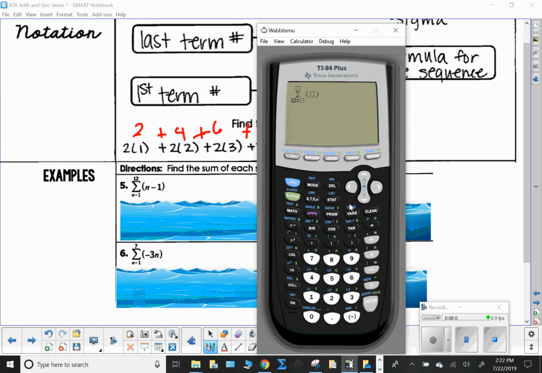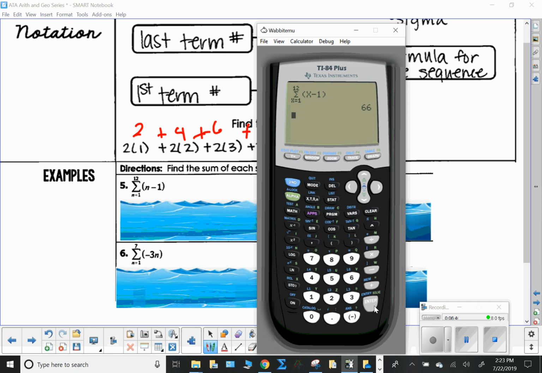Click on that. Notice I've got my sigma. Now here where it's flashing, I just let that be x. In this case, I want x is equal to 1. And then I'm going to up arrow, and I want the first 12 sums. And then how do I get each term in the sequence? Well, I do x minus 1. Right? Notice this looks exactly like this, except I used x instead of n. Now I just press enter and I get 66.